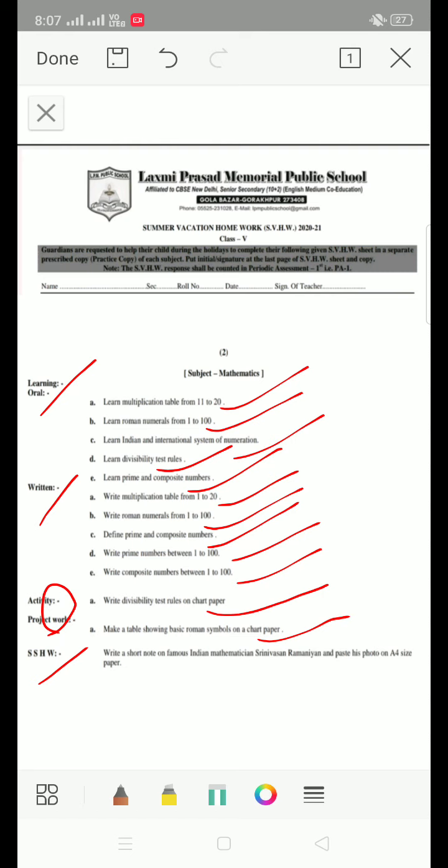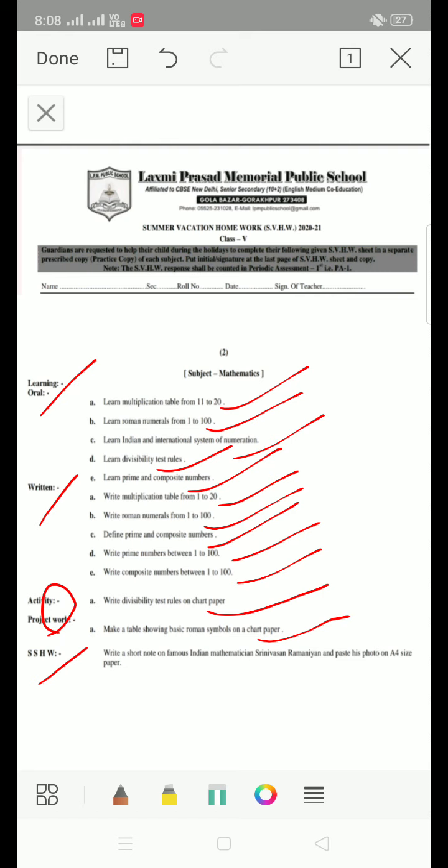And also you have to write your name, class, roll number, section on both chart papers below the chart papers. Now our last homework is self-search homework. Self-search homework you have to do on your own by using the internet. What you have to do is take an A4 size paper, which is also known as photocopy paper.